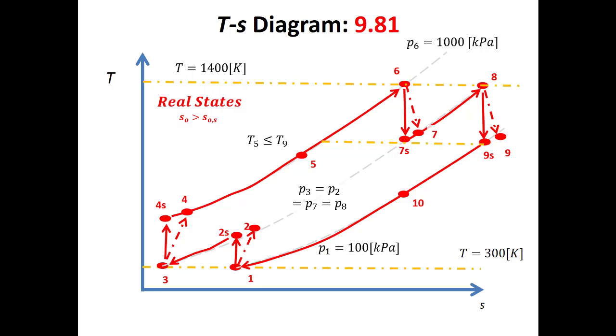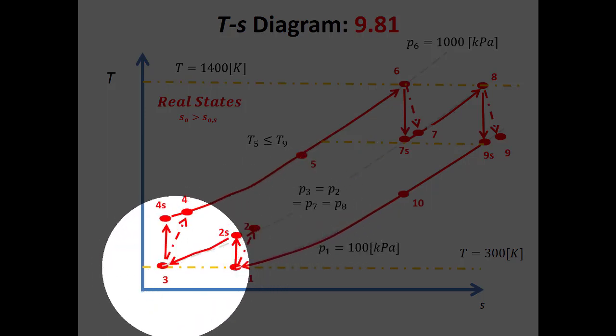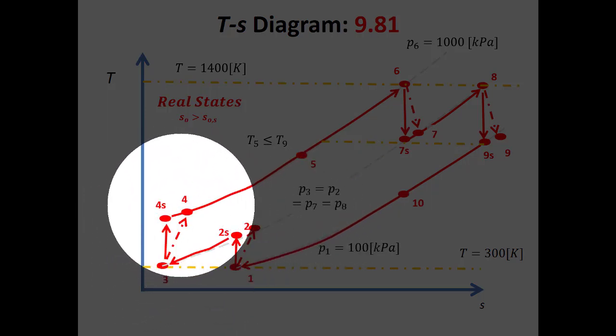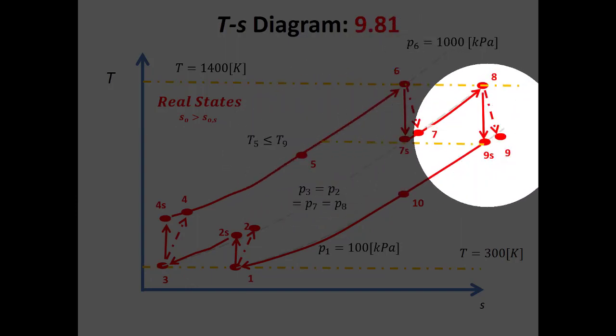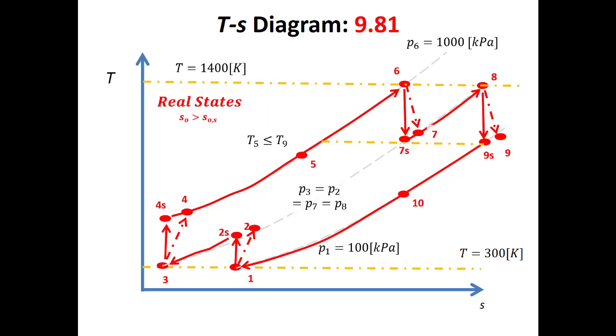Now, this is a pretty tough TS diagram to draw because there are so many states on it. But now we're finished, right? We systematically went through, drew our high pressure, our low pressure, and our intermediate pressure. And we know that as we're cooling, we're moving left on these constant pressure lines, and as we're heating, we're moving right. And I know that the temperature at 5 has to be less than the temperature at 9. So I'm pretty happy with this TS diagram. It might not be perfect, but I've demonstrated that I understand how to draw TS diagrams for these processes.